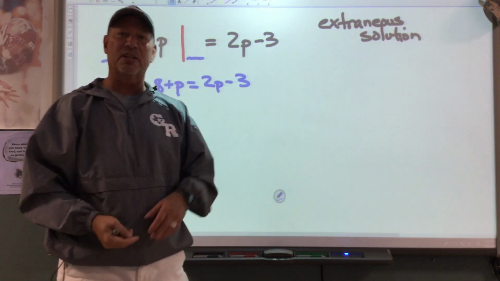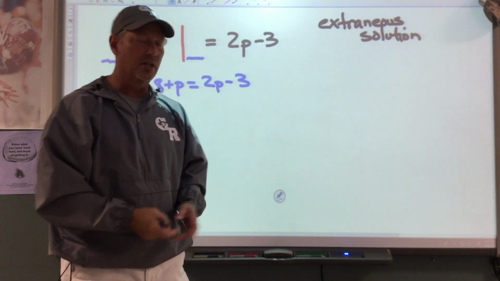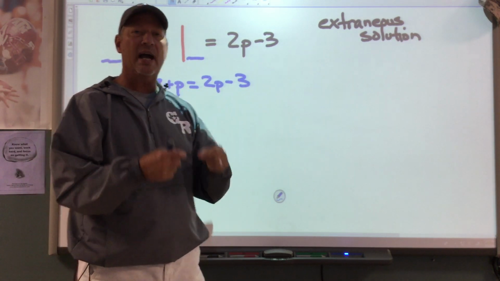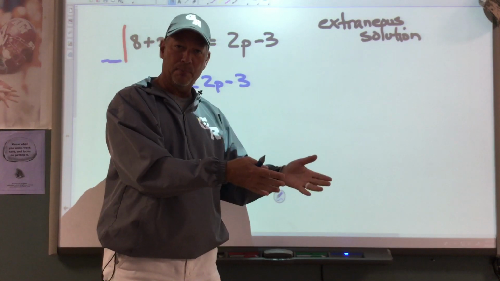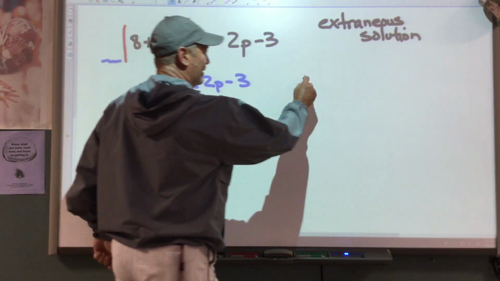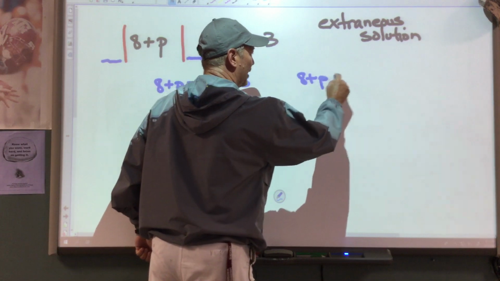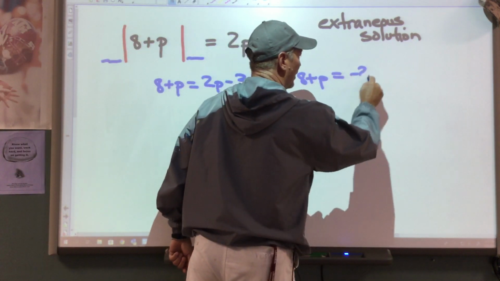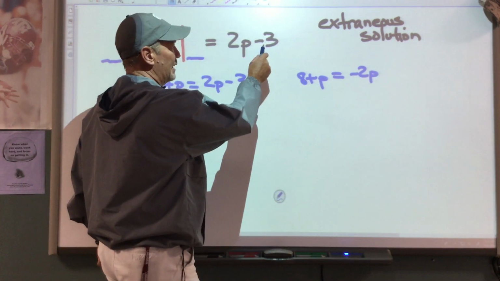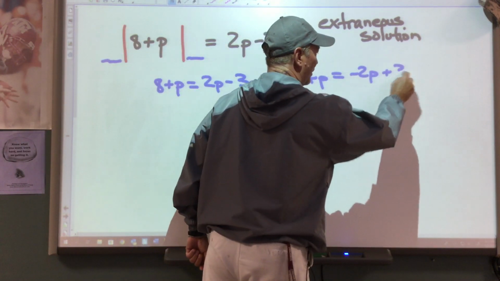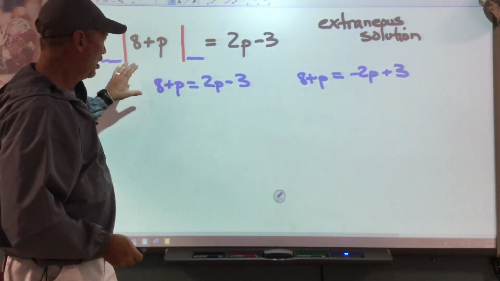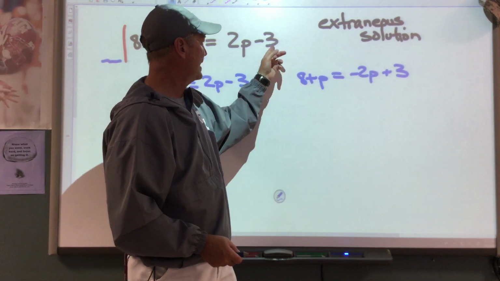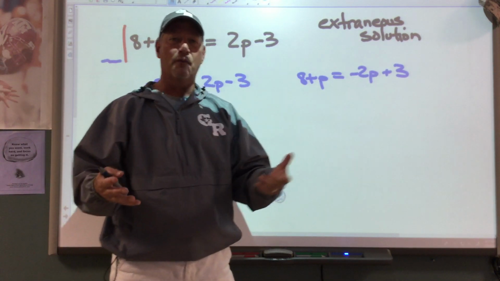Do you remember what we did on the second part, on the second equation? We took the opposite. So when we take the opposite here, we have to take the opposite of both of them. So this would be 8 plus p equals a negative 2p, and the opposite of the negative 3 becomes a positive 3. You understand? Copy just the way you see it, and then the second time, take the opposite and take the opposite. Now we solve the equation.